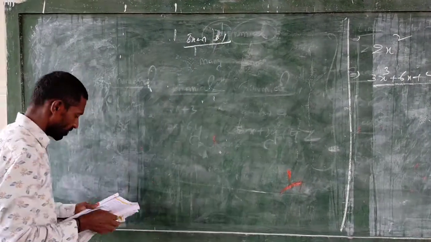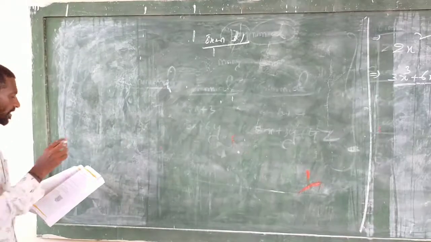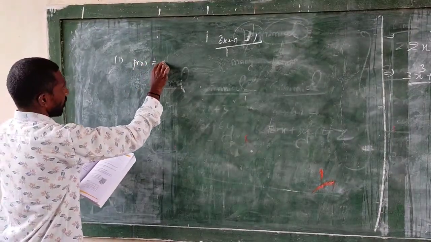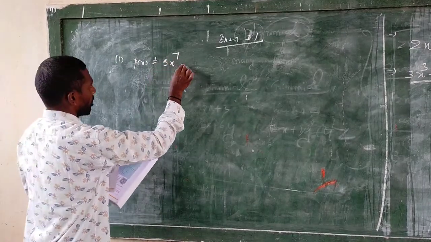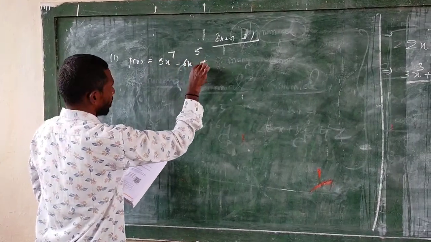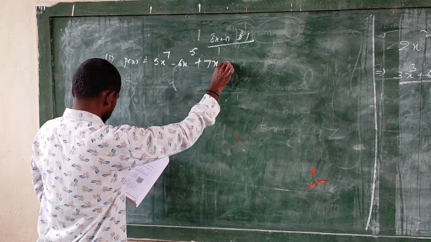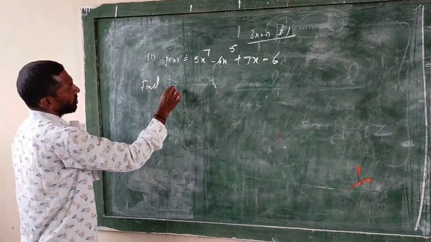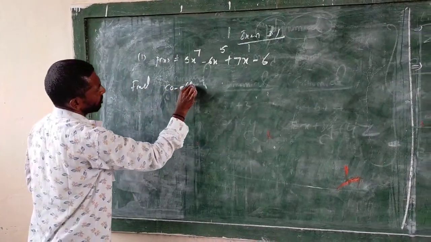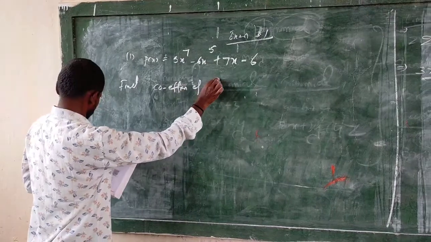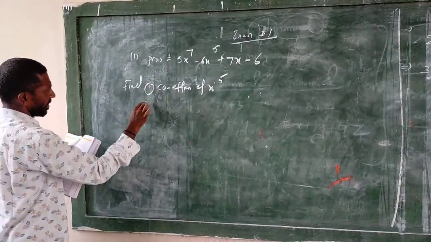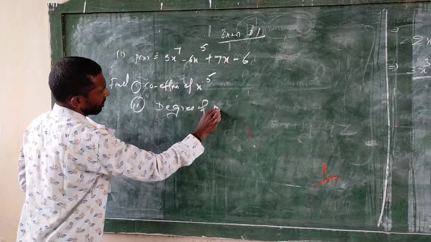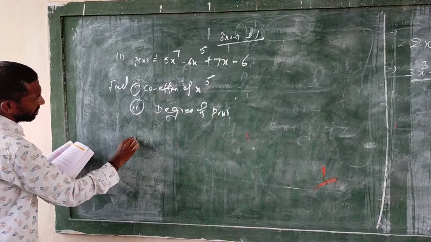For example, exercise 3.1, first question. p of x equal to 5x to the power of 7 minus 6x to the power of 5 plus 7x minus 6. So find the coefficient of x cube, x to the power of 5, and second one, the degree of p of x. And third question, the constant term.